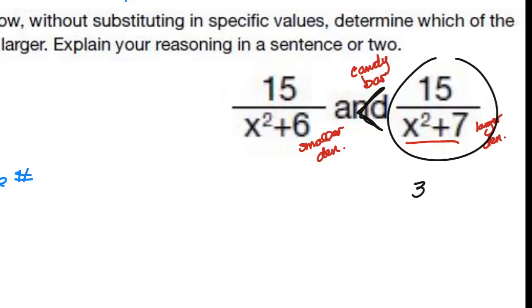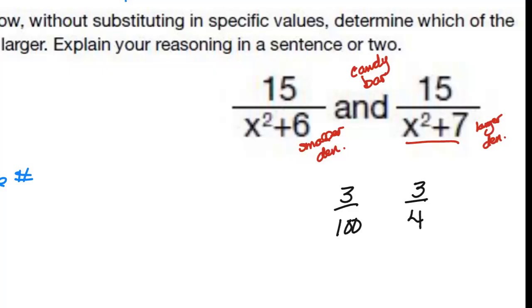Would you rather have 3/4 of a candy bar, or would you rather have 3/100 of a candy bar? You want the biggest part of the candy bar. So the smaller the denominator, you get more, okay? So it's actually the other way around, right? Because you're getting 15 pieces out of a smaller amount than 15 pieces out of a slightly larger amount. Isn't that weird? I mean, this isn't difficult, but you really have to think about this, don't you?